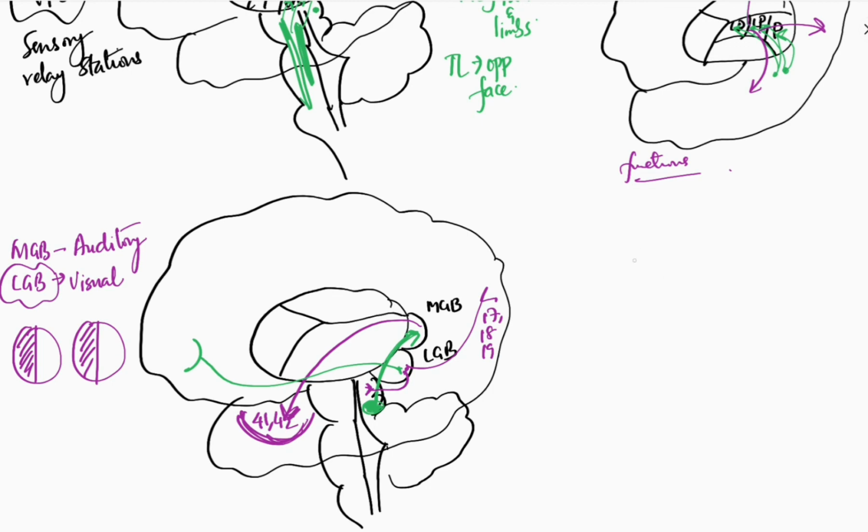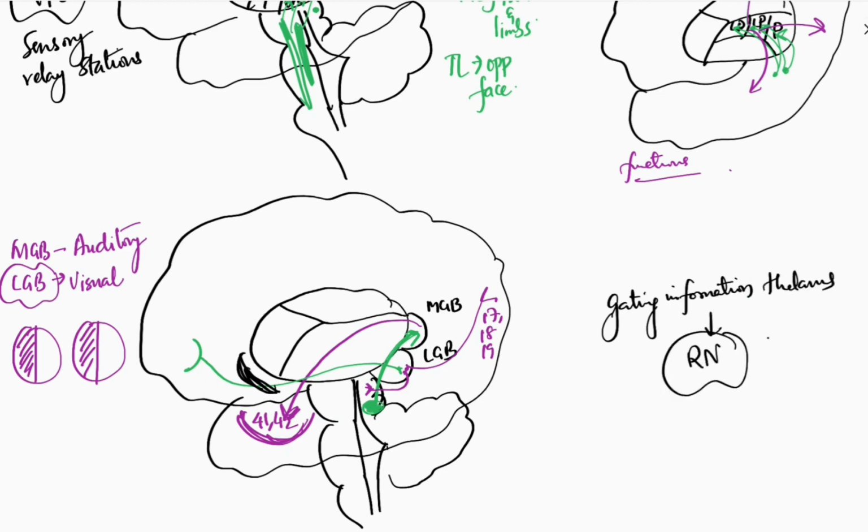The last nuclei which is of importance is the reticular nucleus of the thalamus. This is mainly involved in gating information that passes through the thalamus. So these are the important nuclei of the thalamus.